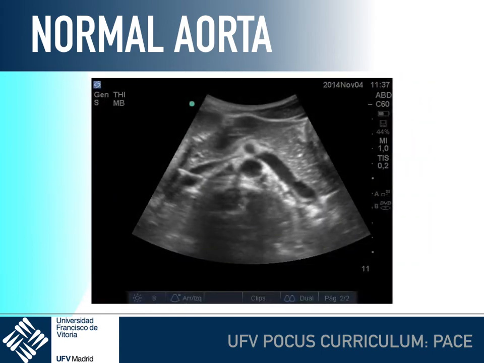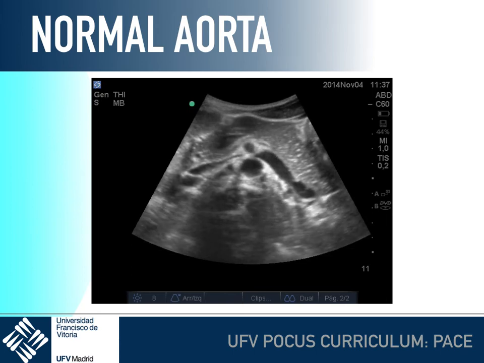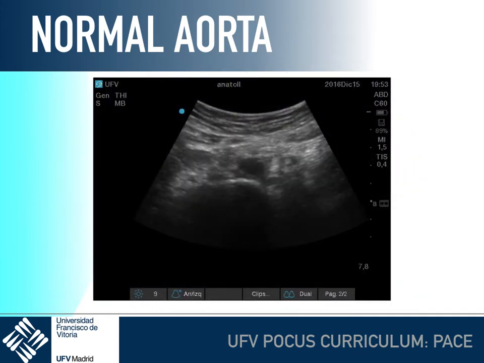This is a little bit inferior, in which we are evaluating the aorta as well, the inferior vena cava, and the left renal vein between the superior mesenteric artery and the aorta. On top, we are actually seeing the portal vein and the splenic vein. If we keep on going down, we will evaluate this, which is the iliac bifurcation.